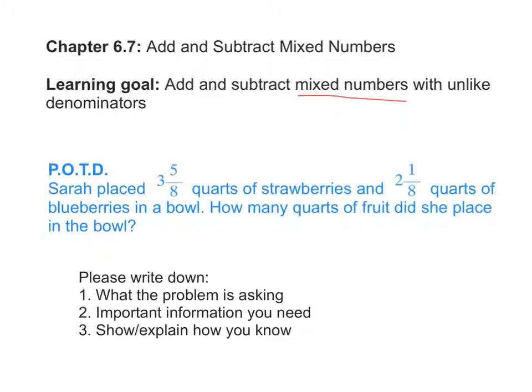What is a mixed number? Siddharth, what's a mixed number? It's a whole number, and next to it is going to be a fraction. So it's a number that has two parts. It's mixed. It has a whole number part and a fraction part.